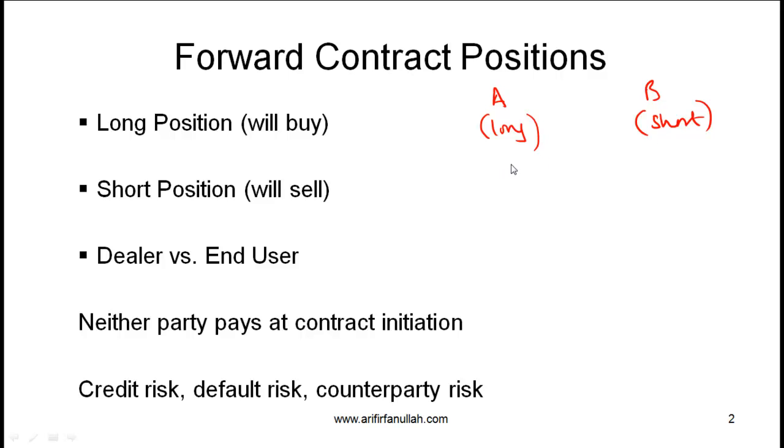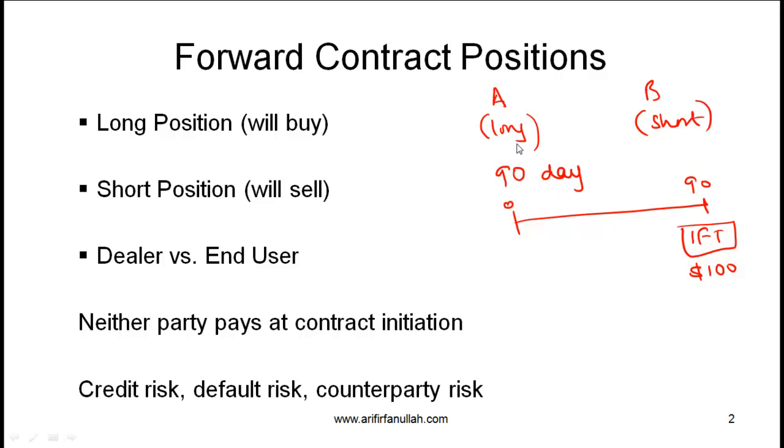So let's take a very simple forward position. Let's say that party A and party B get into a 90-day contract, which means that if today is time 0, then at time 90, which is 90 days from today, A will buy one stock of IFT for $100. So this is the contract: on day 90, party A, which is long, will buy.